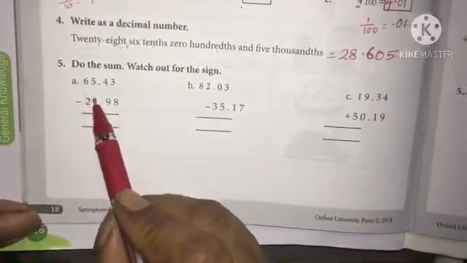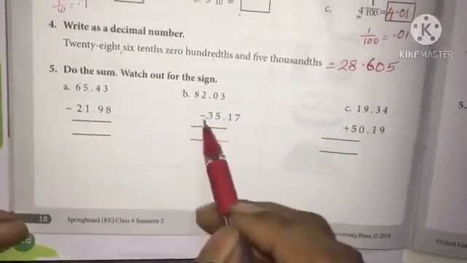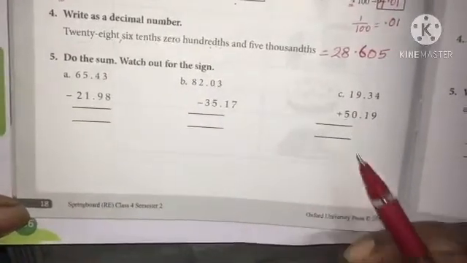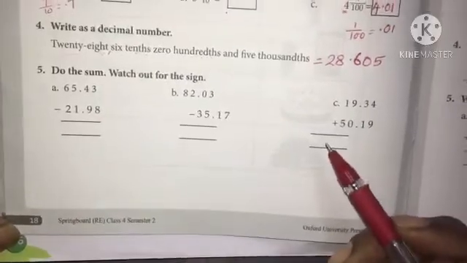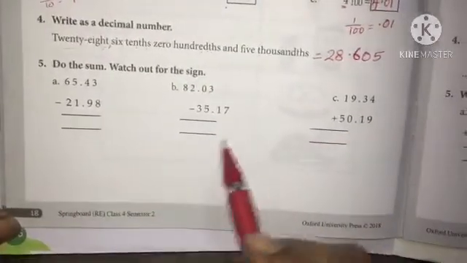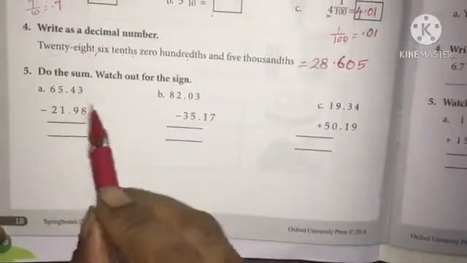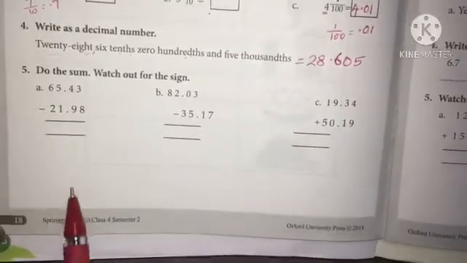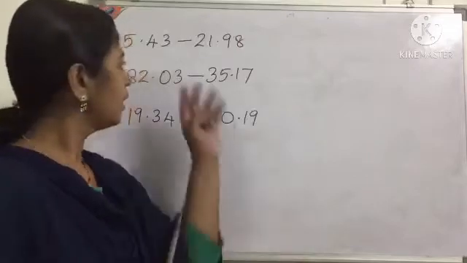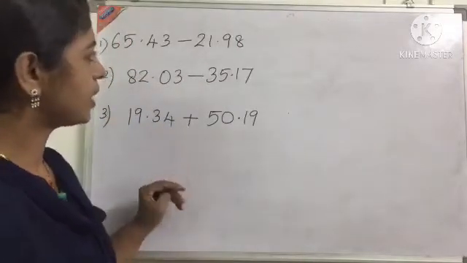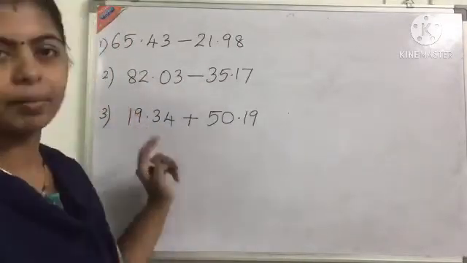Fifth question. Here you want to subtract the first two and the third one you want to add. In the textbook, addition and subtraction of decimals is not there, but in the worksheet it is there. So this one we can do on the board. Okay. These are the questions in the worksheet. Okay, we can solve one by one.